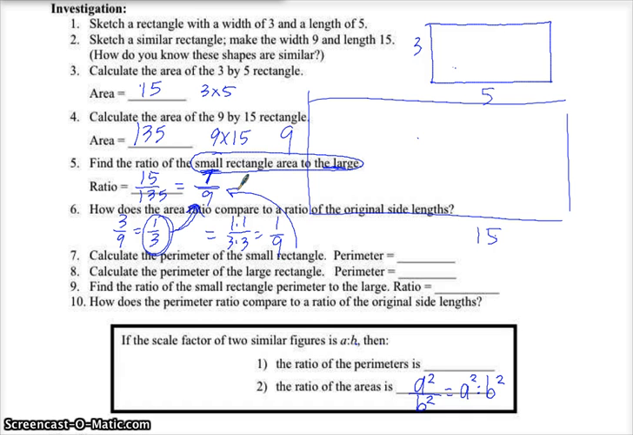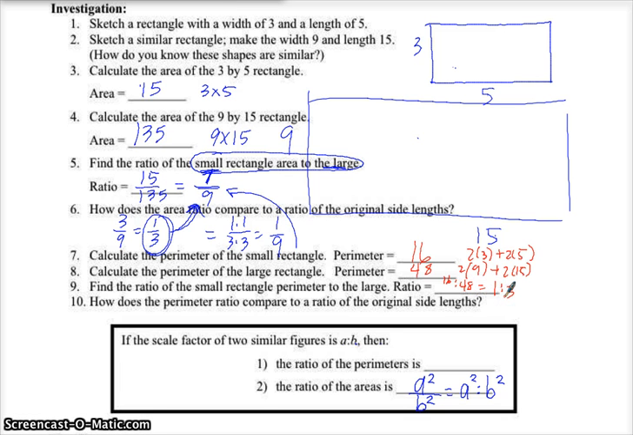Okay, but what about perimeter? So calculate the perimeter of the small rectangle, so that's 2 times 3 plus 2 times 5, so 6 plus 10 is 16. The perimeter of the large rectangle, that's 2 times 9 plus 2 times 15, that's 18 plus 30, which is 48. So the ratio would be 16 to 48, which is a 1 to 3 ratio.